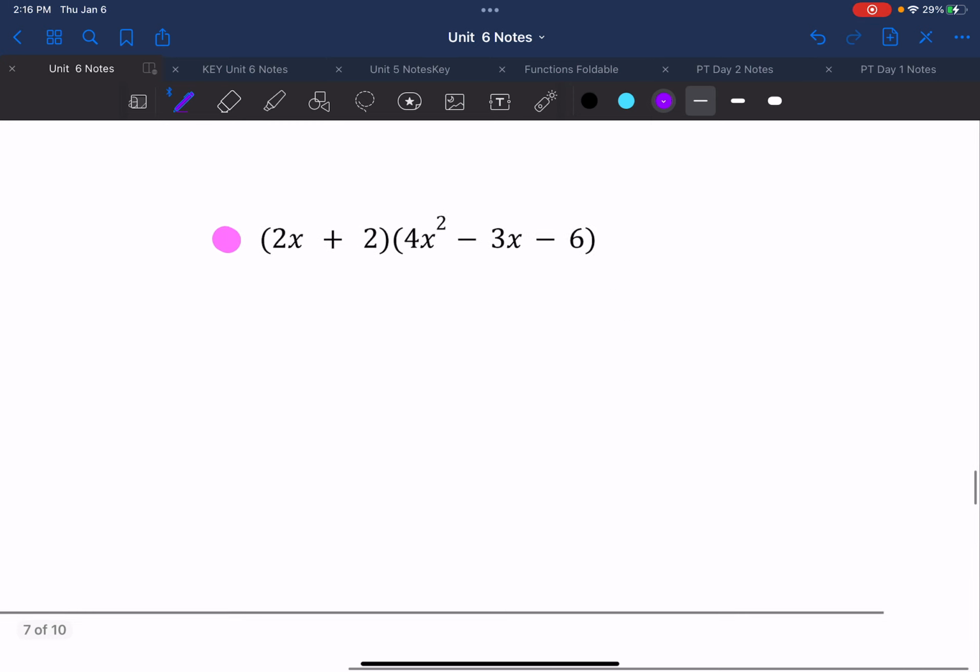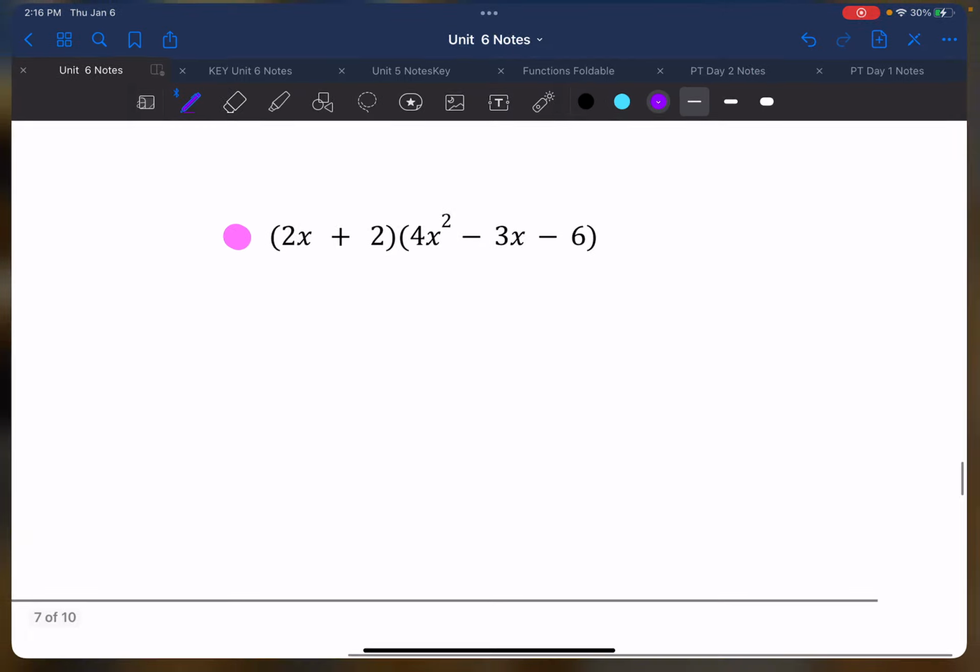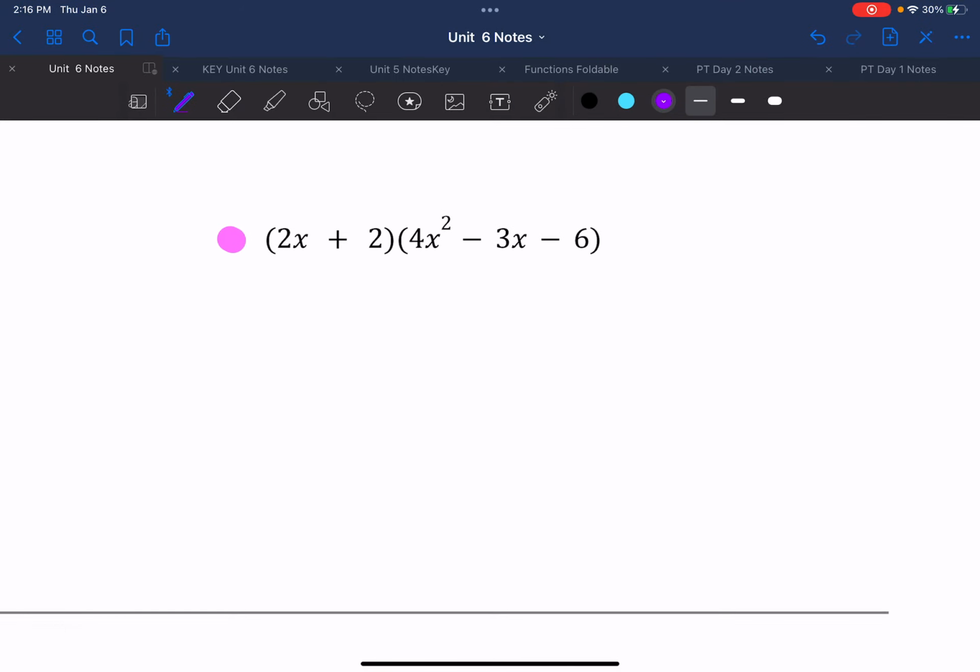If you didn't want to do the box method and you're like, hey, that's confusing, you'd rather do this double distribution with the arrows, totally fine. All right, so let me show you how to do that one again. Let's take one at a time.